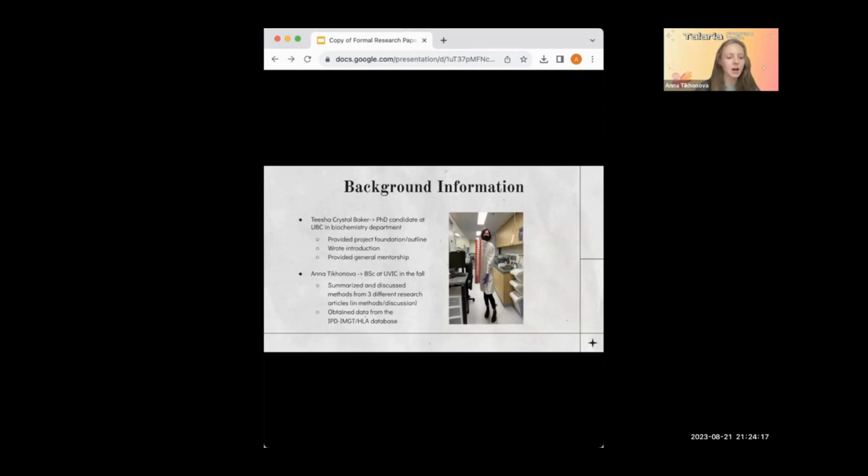As the mentee, I am currently going to enter my Bachelor of Sciences at University of Victoria. I just graduated high school, and what I've done is summarize and discuss the methods from 3 different research articles to create a new experiment, as well as obtaining data from a database of the human leukocyte antigen cells.